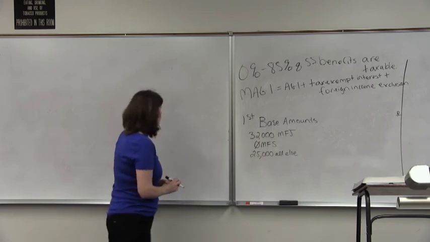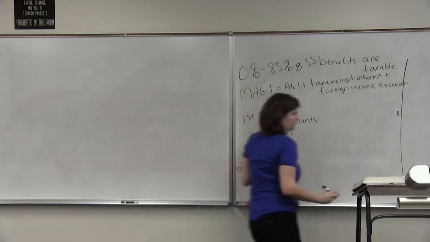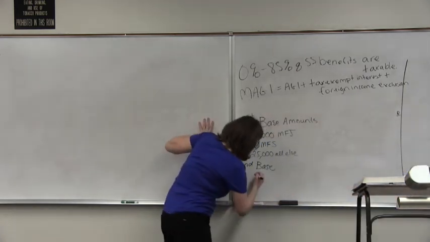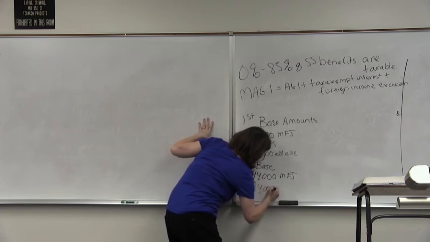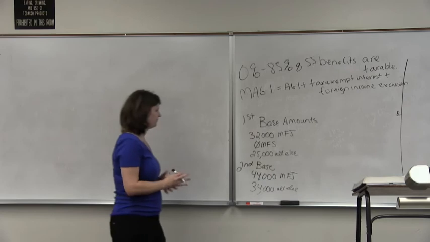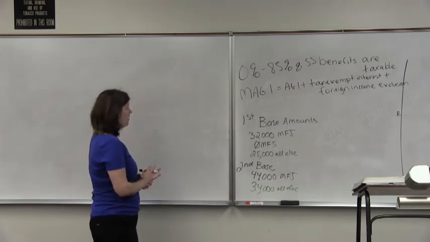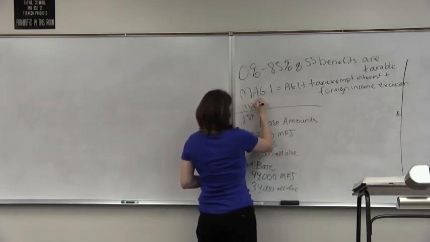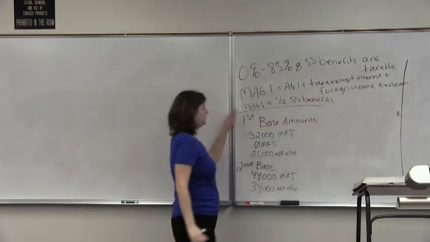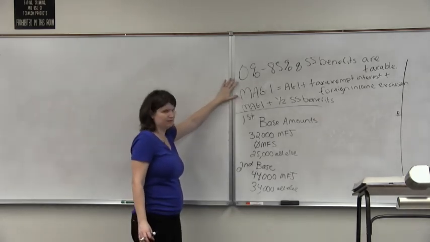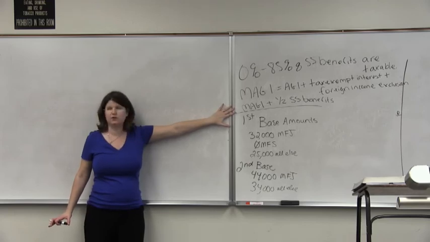And then we have our second base amount, which is $44,000 for married filing jointly, and I'm just going to put 34 for all else. So how do you know which base you fall under? Our measuring stick here is modified adjusted gross income plus 1/2 of Social Security benefits. Note that your modified adjusted gross income does not include Social Security benefits. So this is our measuring point, our modified adjusted gross income plus 1/2 of Social Security benefits.